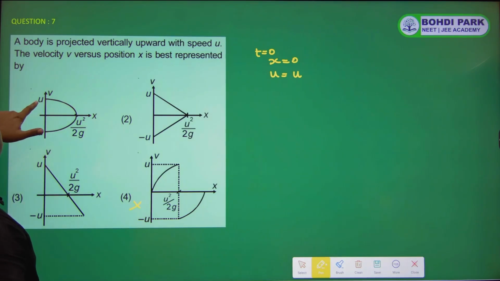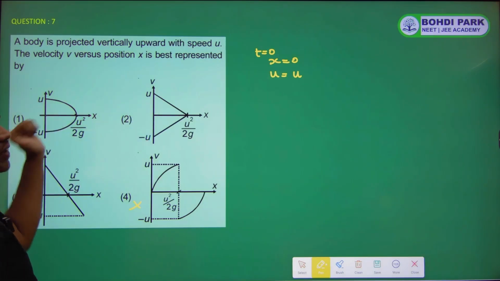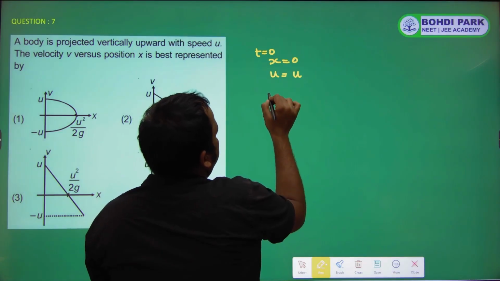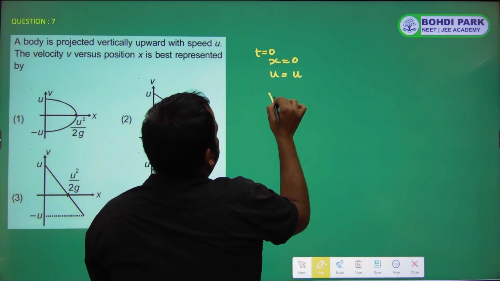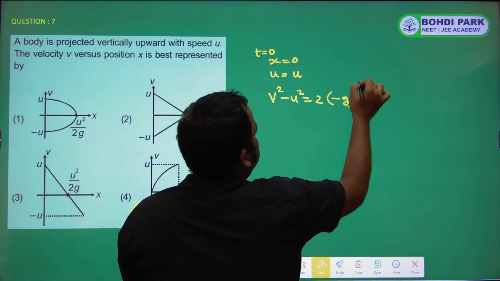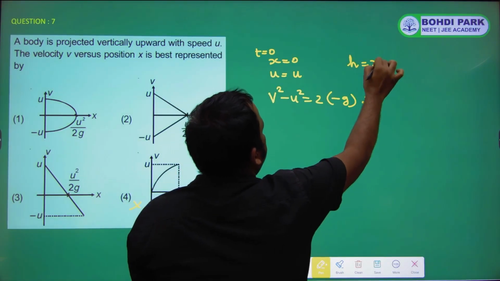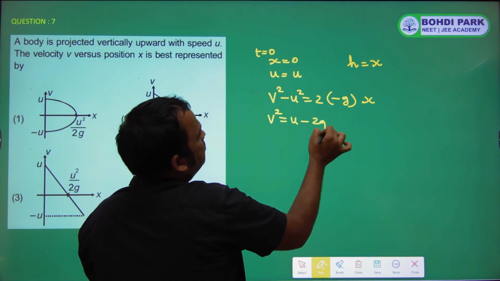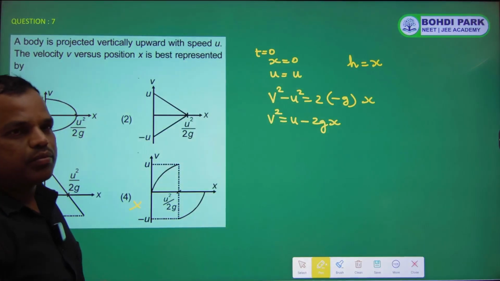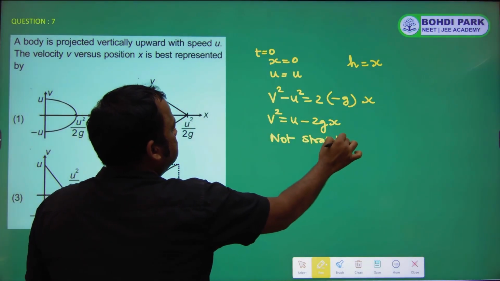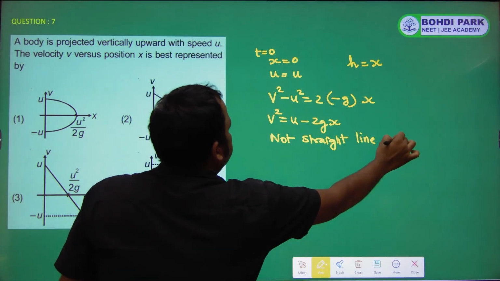Now next, the graph will be straight line or parabola or curved graph. So we know that v square minus u square is equal to 2 into minus g into x. Okay, so height is equal to x, so we have v square is equal to u square minus 2gx. So clearly it is not a straight line, it is a parabola graph.